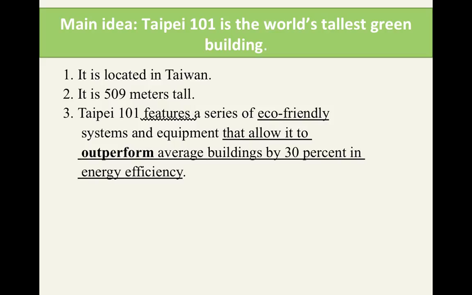All right, the wave underline means the word is a verb. Because feature sometimes we see in an article and it is a noun, but here it is a verb. And then that allowed it to blah blah, this is a relative clause. And eco-friendly is a very popular word right now, right? That means to be friendly to our environment.